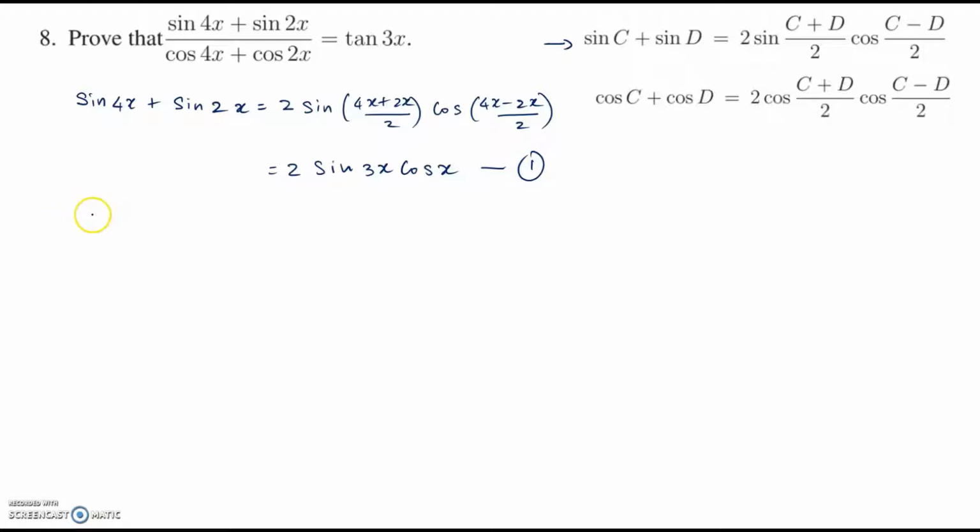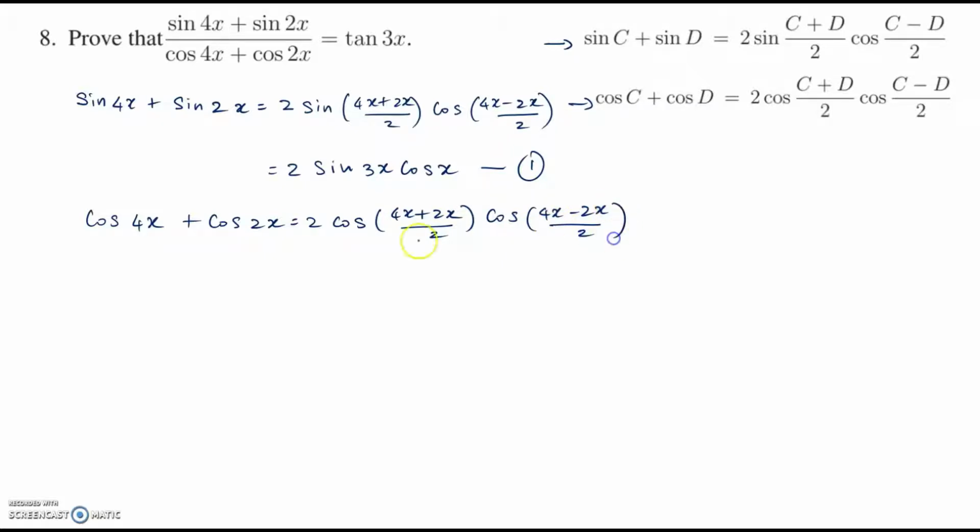And the denominator of the left hand side, which is cos 4x plus cos 2x. Let's use the second formula here, cos c plus cos d. So our c is equal to 4x and d is equal to 2x. So this becomes 2 times cos 4x plus 2x divided by 2, cos 4x minus 2x divided by 2. That is equal to 2 times cos 3x cos x. Let's call this 2.